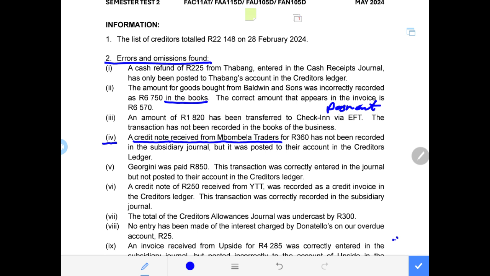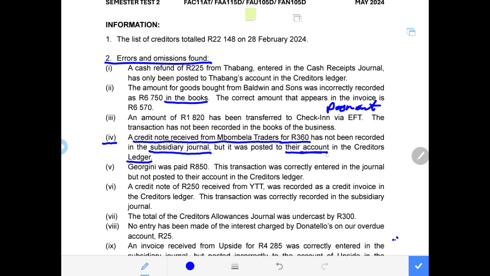And in this case, take note that it's not the same as this one. There's no refund here. There's no cash refund because we have not made a payment for what we bought before. Now we are returning. We bought something before on credit. Then we are returning, and the supplier accepted our return and gave us evidence that this amount was the return. And the amount is 360 rand. Has not been recorded where? In the subsidiary journal. But it was posted in their account in the creditors ledger.